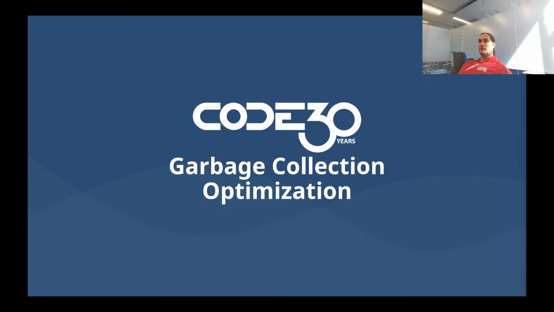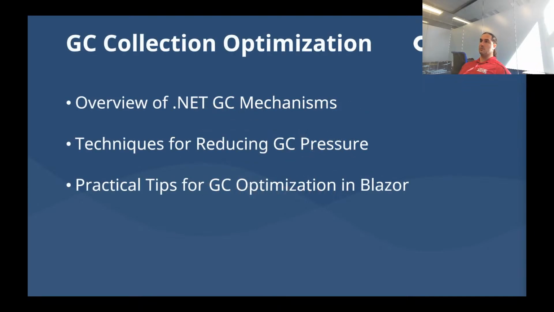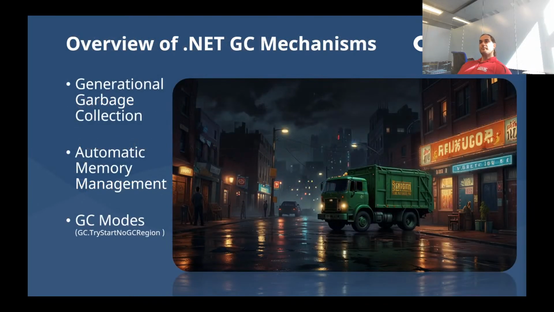General garbage collection optimization. Garbage collection is not something we typically worry about in .NET, right? It's not something that we're overly concerned with. We should in certain instances, but most of the time we're just trusting it, right? We're just saying, okay, you know what? The garbage collector is going to do its work, and we're going to trust this. We're going to see an overview, some techniques to reduce that pressure on the garbage collector, and an example.